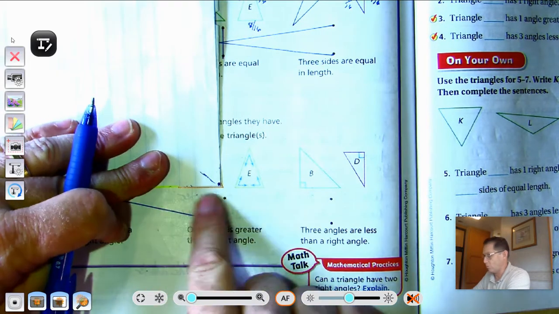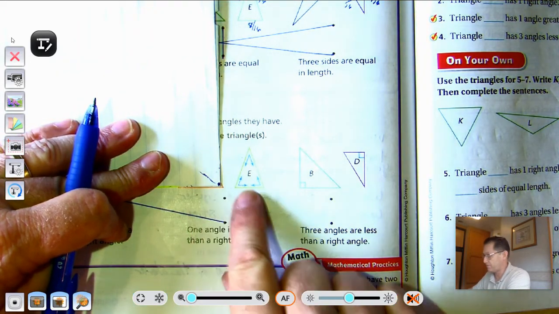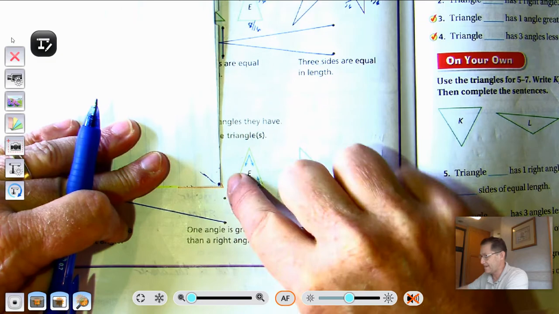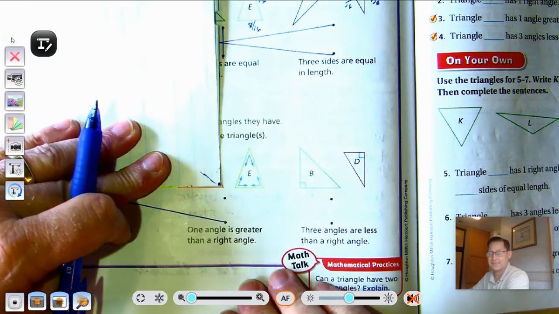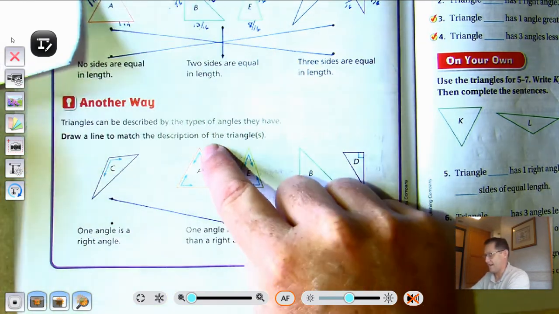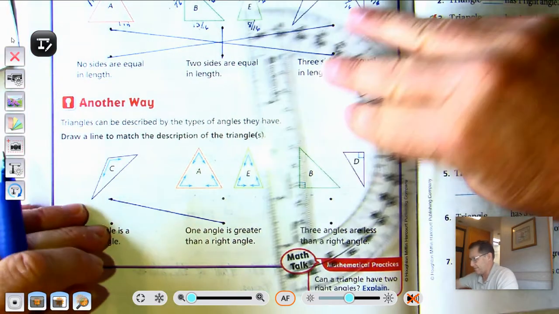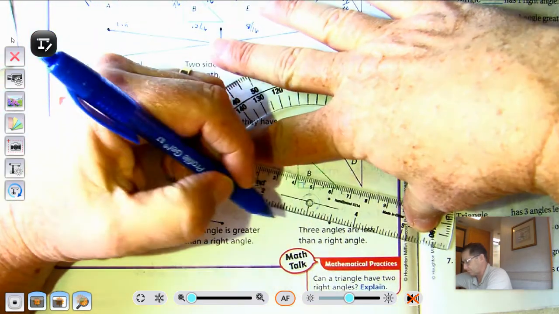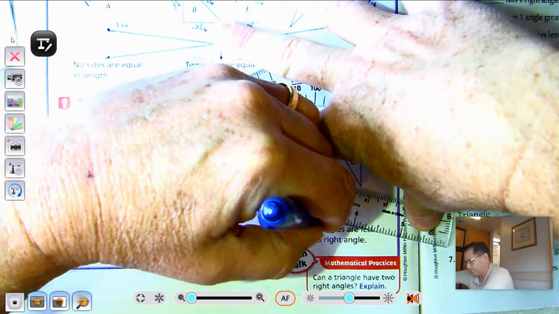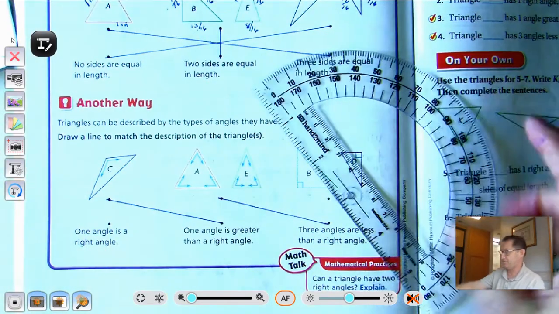Okay, I see the orange line segment lined up with the edge of my paper. The corner of the paper is at the vertex, and I cannot see the other line segment. So these are less than right angles. So three of the angles are less than a right angle.